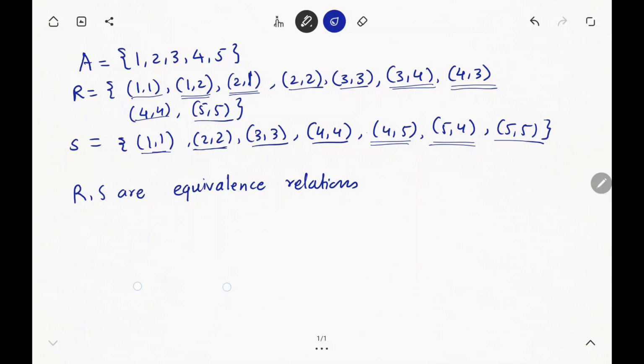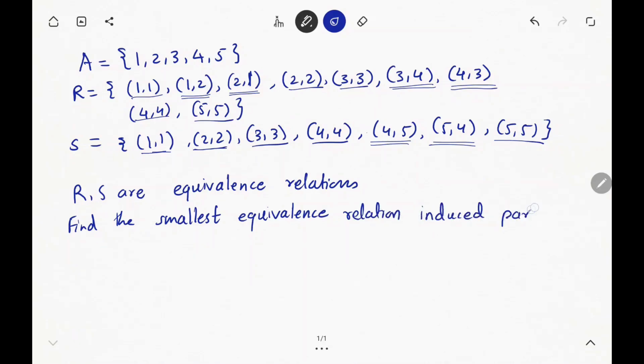So now we have to find the partition induced by the smallest equivalence relation which includes both R and S. So a few things that we'll systematically discuss over here.